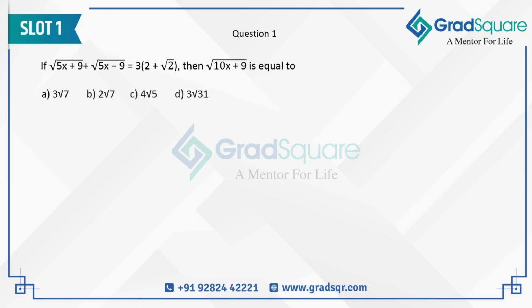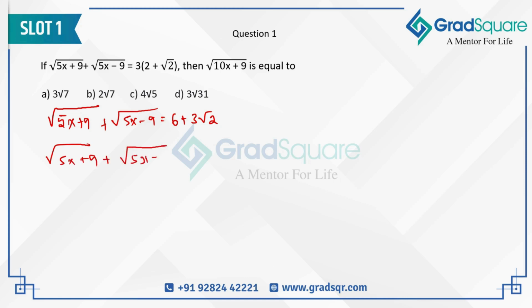Square root of 5x plus 9 plus root of 5x minus 9 is equal to 3 into 2 plus root 2, and the value of 10x plus 9 the whole root is asked. So the given equation can be rewritten as 5x minus 9 is equal to 6 plus 3 root 2. Further, this can also be written as square root of 5x minus 9 square root of 36 plus square root of 18.